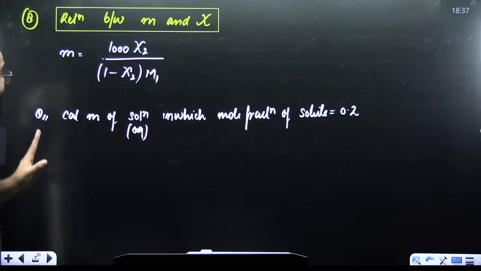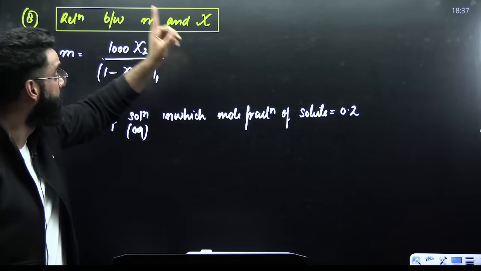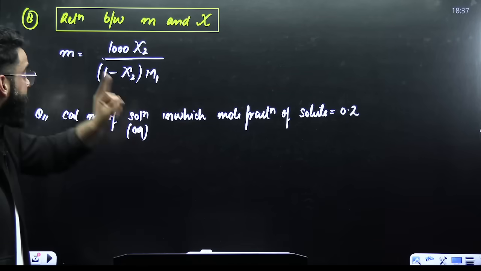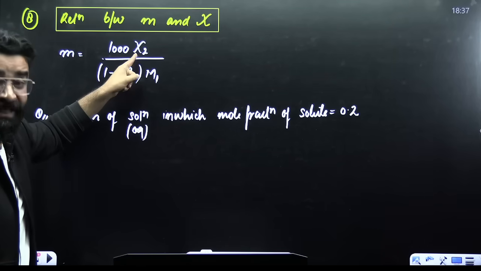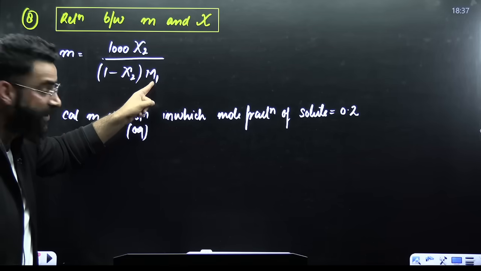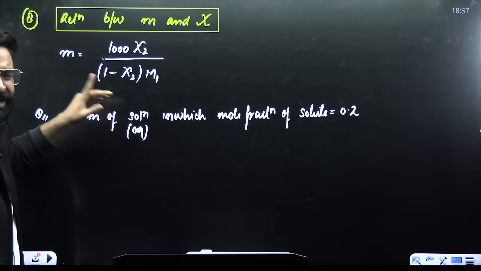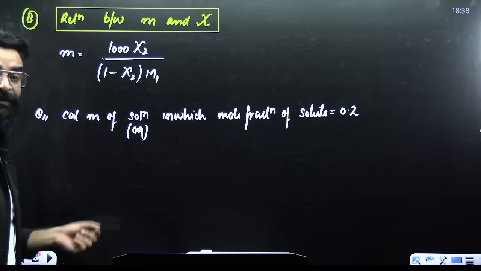Similarly, there is one more result, a result between molality and mole fraction. Remember, molality is equal to 1000 times mole fraction of solute divided by 1 minus mole fraction of solute, times molar mass of solvent. This is a direct result which relates molality with mole fraction. Remember it directly.